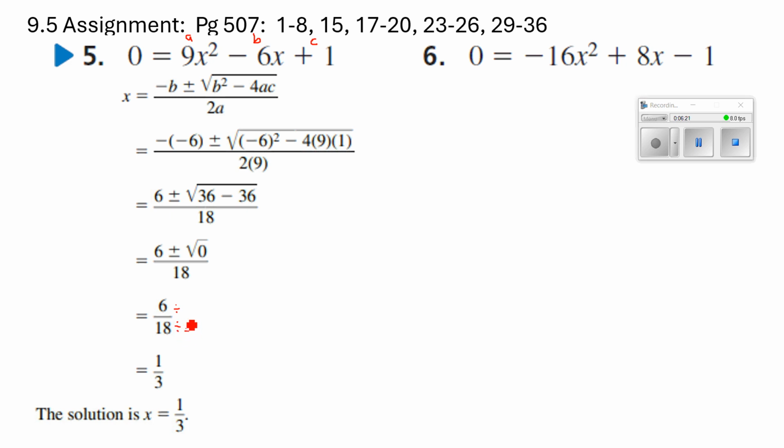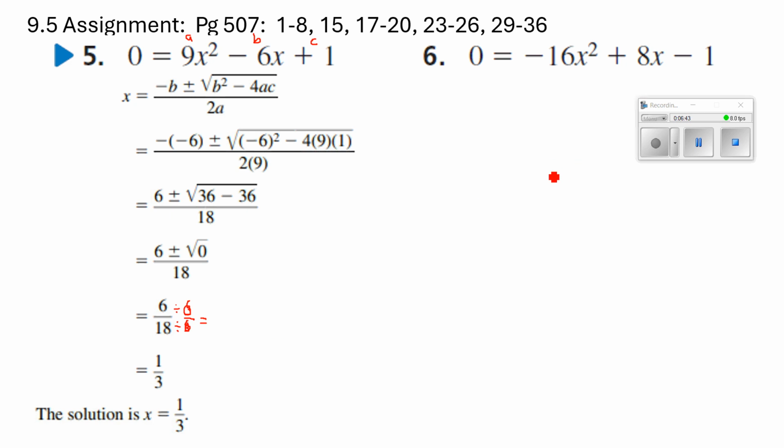So we can divide this by 1 in the form of 3 over 3, and that's going to equal 1 over 3. Both of these are divided by 6. I'm sorry, I went to 3 when I should have said 6. 6 divided by 6 is 1, and 18 divided by 6 is 3. So the only solution is 1 over 3.